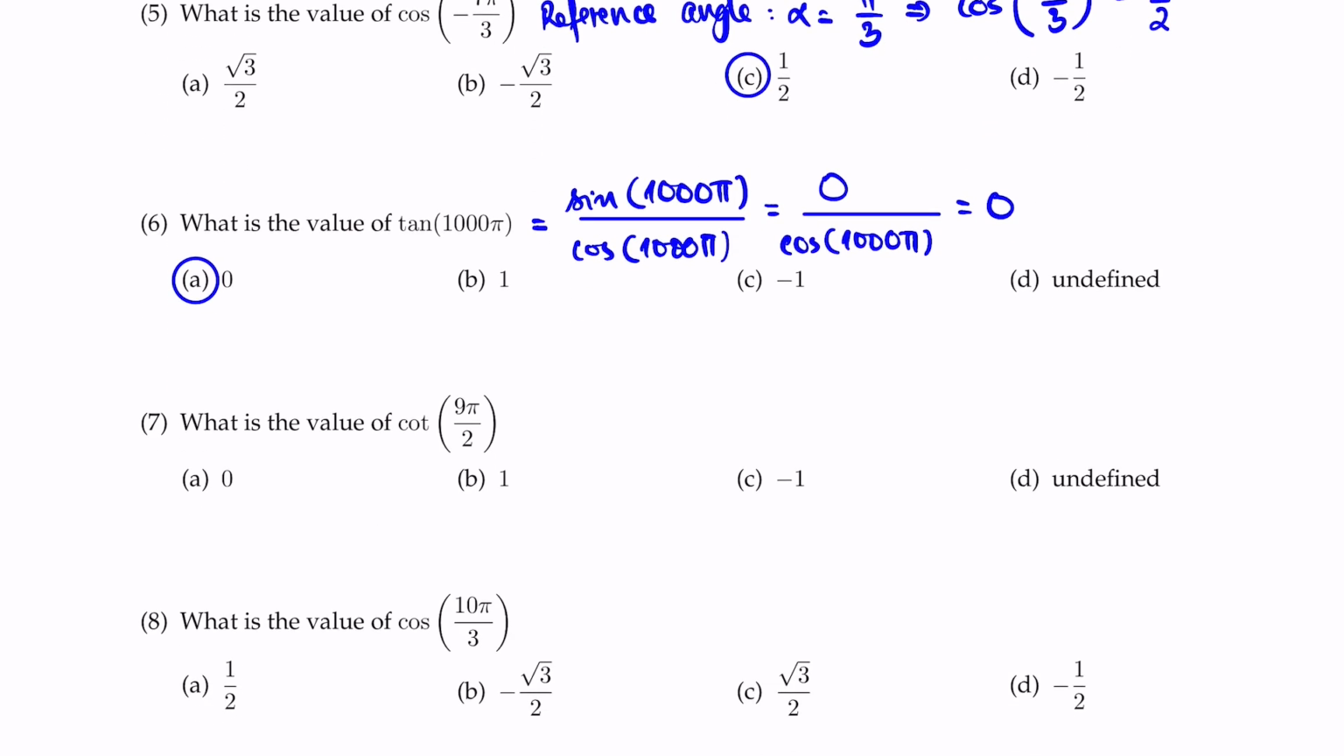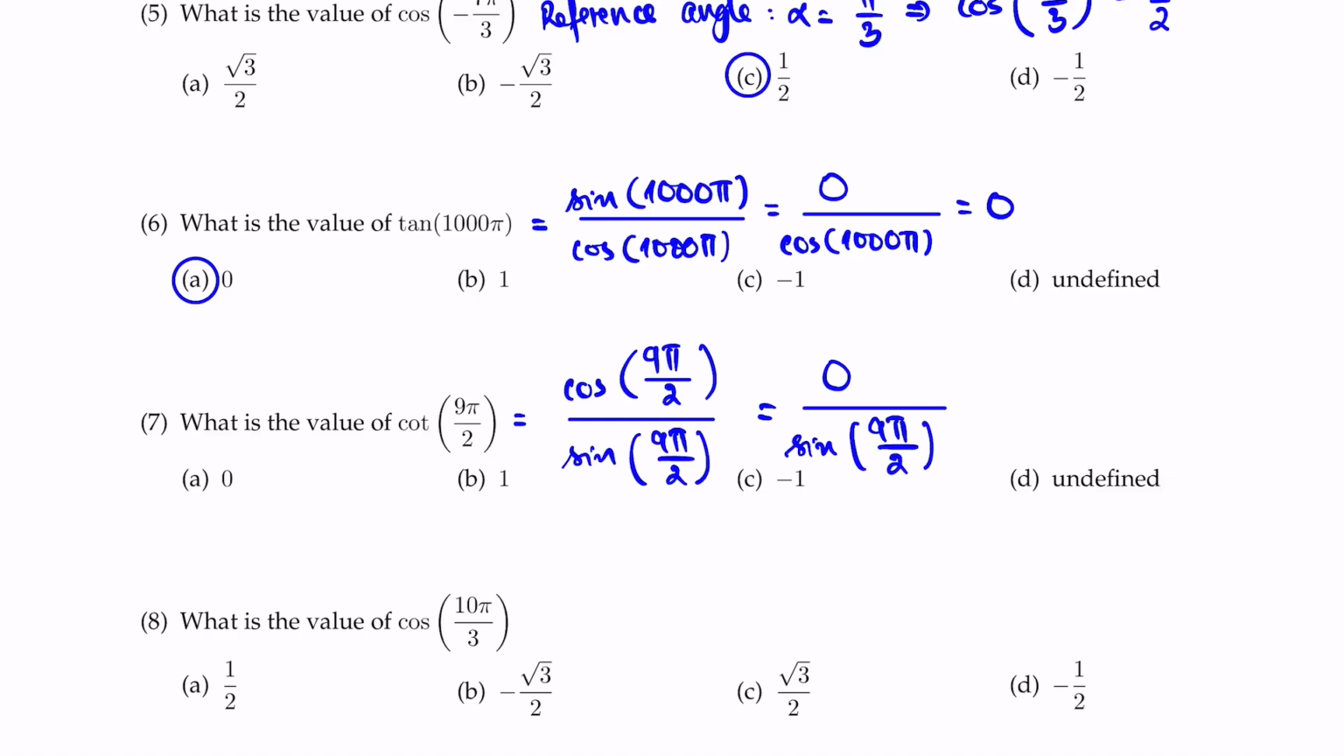Now, what is the value of cotangent of 9 pi over 2? So this is cosine of 9 pi over 2 divided by sine of 9 pi over 2. Now, in contrast with sine of any multiple of pi giving you 0, cosine of any odd number of pi over 2 should always give you 0. So here you get 0 over sine of 9 pi over 2, or this is 0 as well.